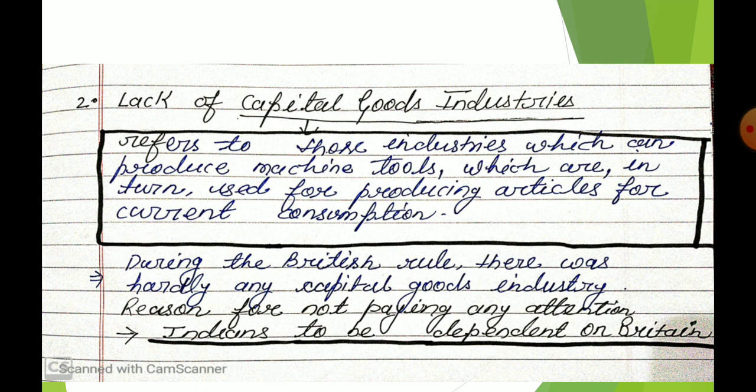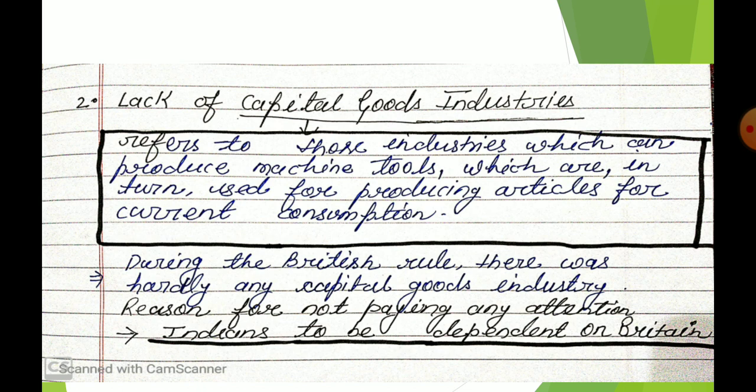The second is the lack of capital goods industry. So people are totally dependent upon Britishers. Why? Because of British finished goods. Why? Because there is a lack of capital goods industry. What is capital goods industry? What do capital goods mean? The goods which are used in the process of production, like whatever equipment and machinery you use in the production of goods, are known as capital goods.